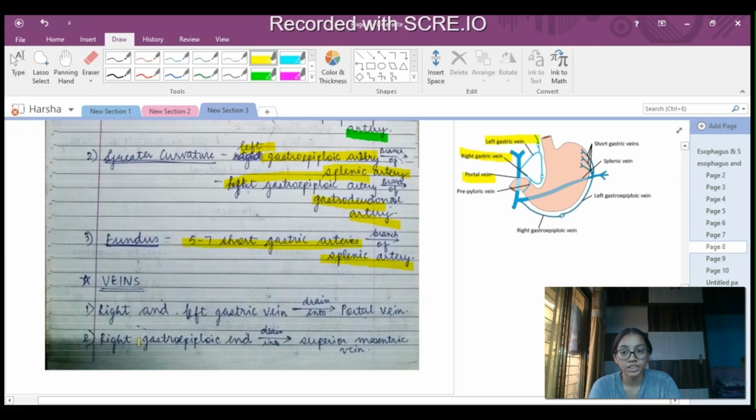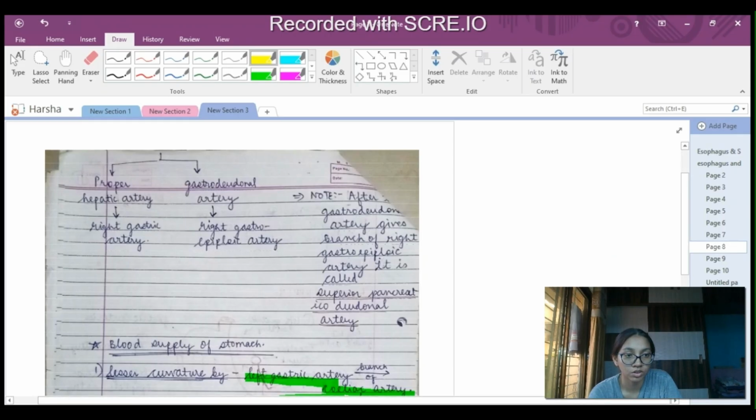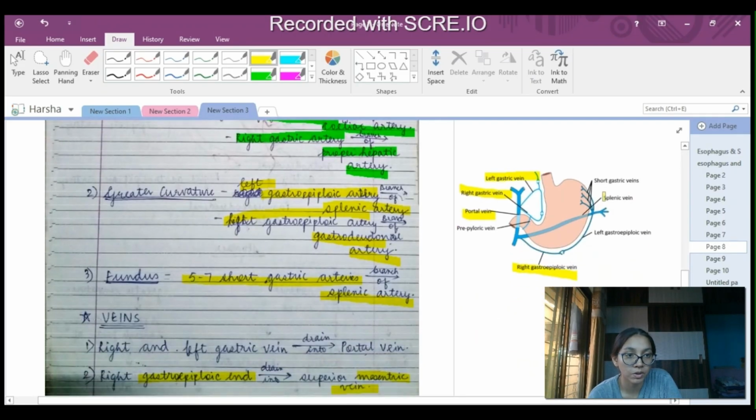Whereas the right gastroepiploic vein, this is the right gastroepiploic vein, is going to drain into the superior mesenteric vein, and the left gastroepiploic vein and the short gastric veins are going to drain into the splenic vein. Okay, so here is the splenic vein, and these are the short gastric veins and the left gastroepiploic.